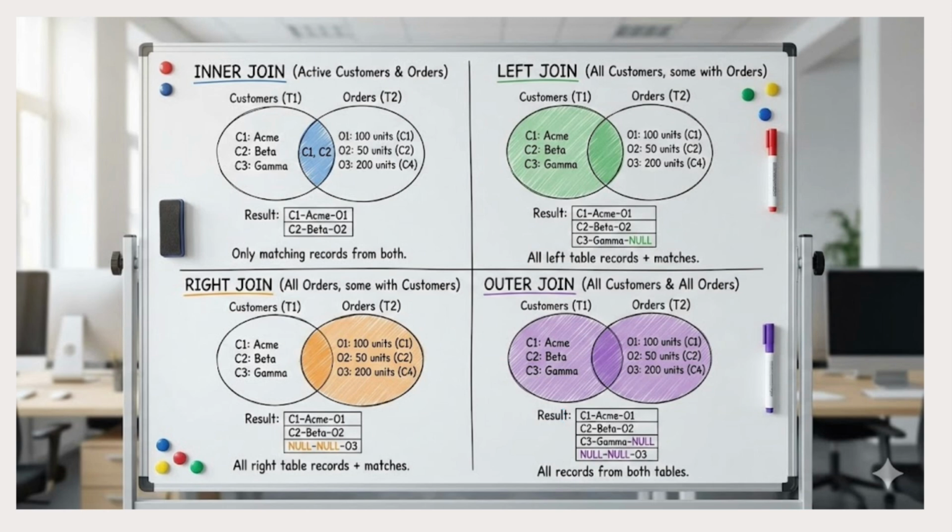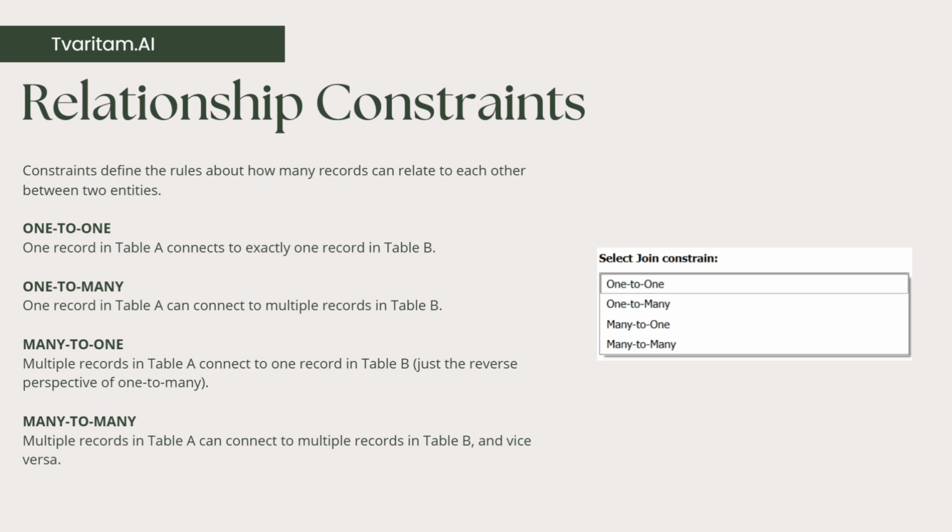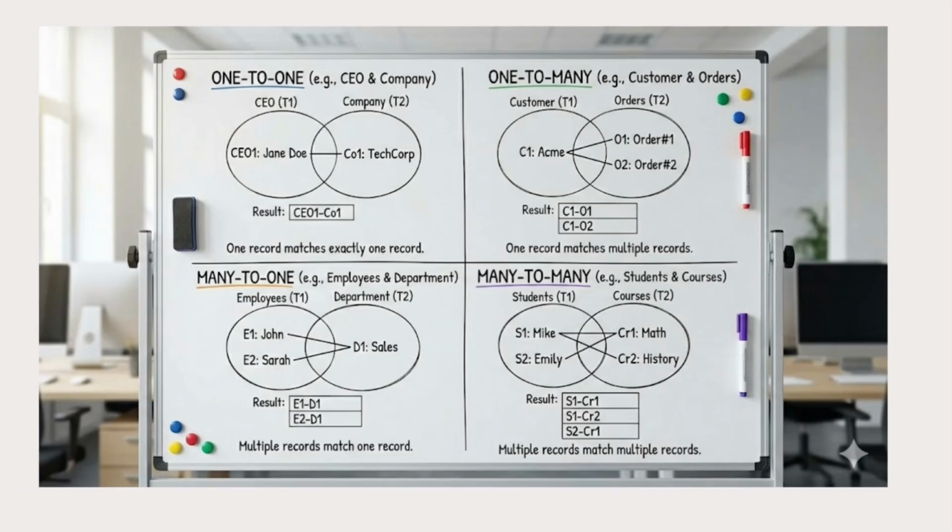Now, after join, the last thing that we need to understand before merging is relationship constraints. When merging datasets, we have to understand that relationship constraints define how many records from one table can relate to records in another table. In a one-to-one relationship, each record in table A matches exactly one record in table B. For example, a company can have one CEO and one CEO can belong to only a single company.